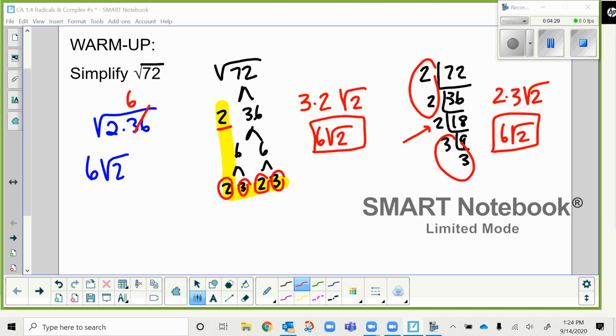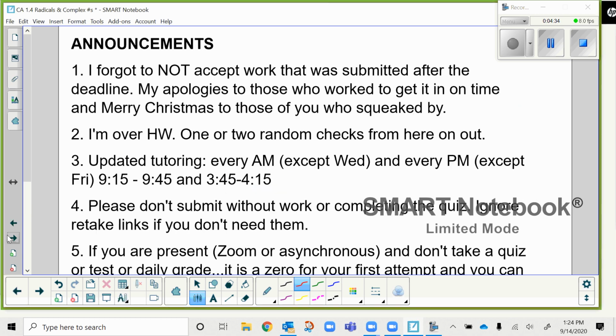We are doing so much math today, it's crazy. But first, some announcements. I forgot to not accept late work after Friday, so I spent yesterday catching up on all of the late work that had been submitted. It's not in Skyward yet, it's just on my paper grade book, and I spent like 6 hours going through so many emails, so much clicking.